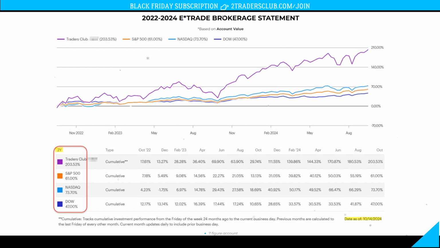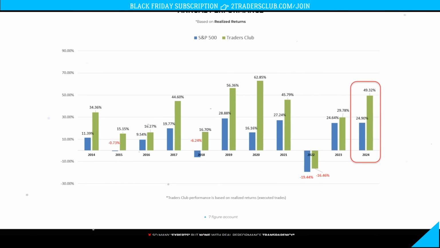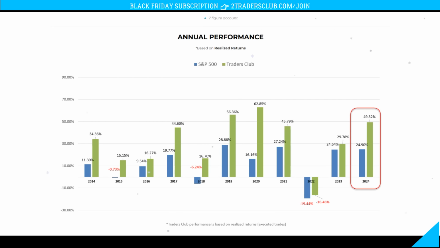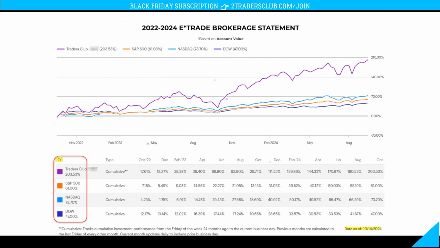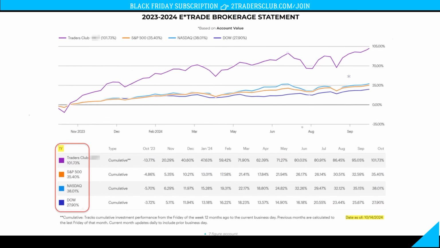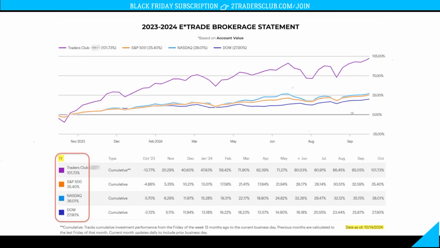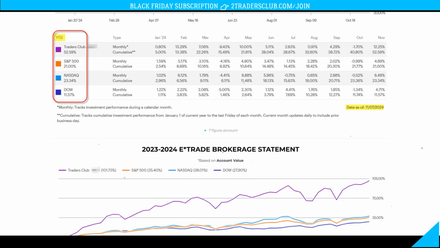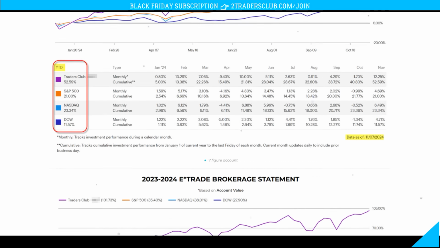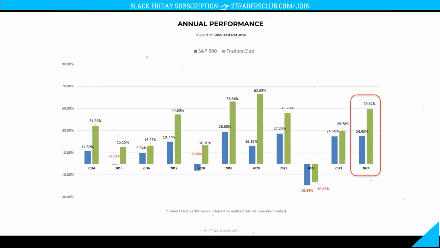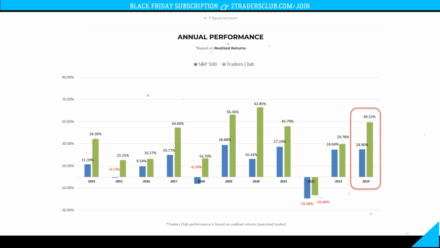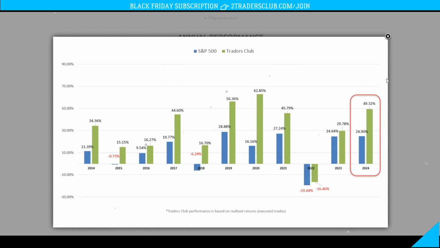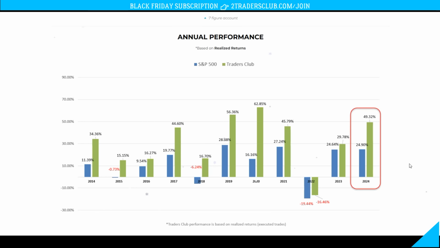And this is performance for realized returns. Of course, these snapshots that you see here from the brokerage are based on account value. So that's going to show my entire account and how it's been performing, including unrealized and realized gains. But here you are able to see this excluding the unrealized, only including the realized returns. I think you get a little bit better view, a cleaner version here.